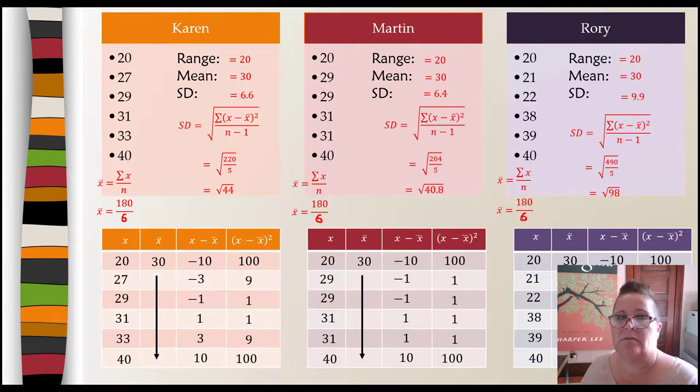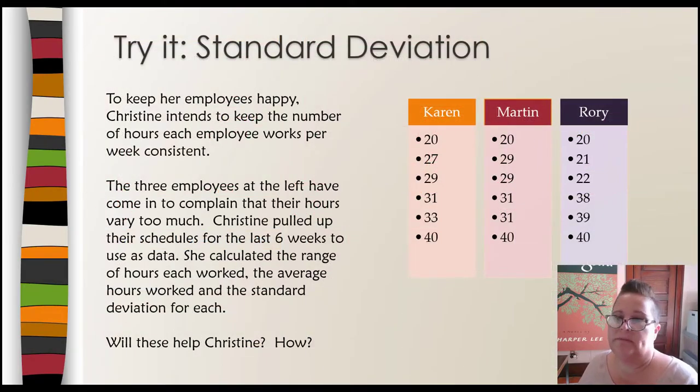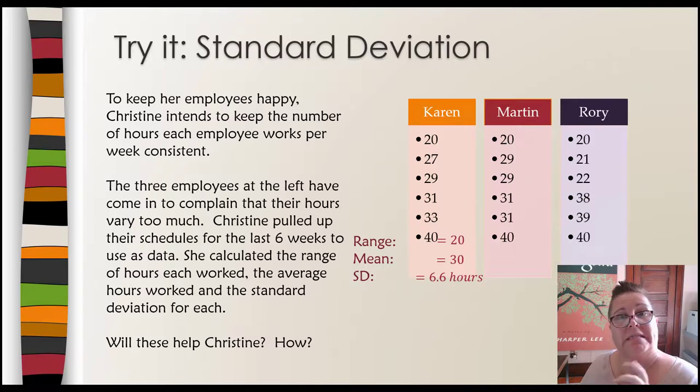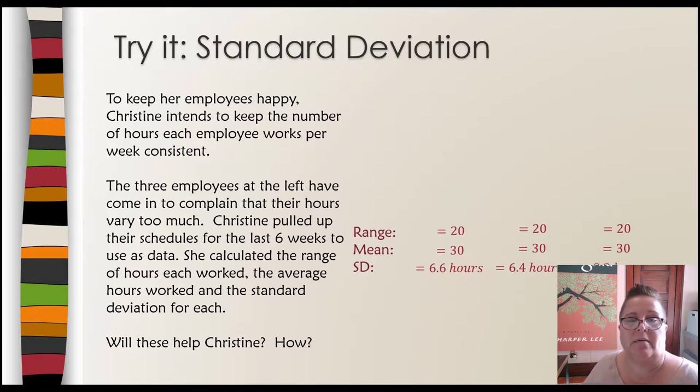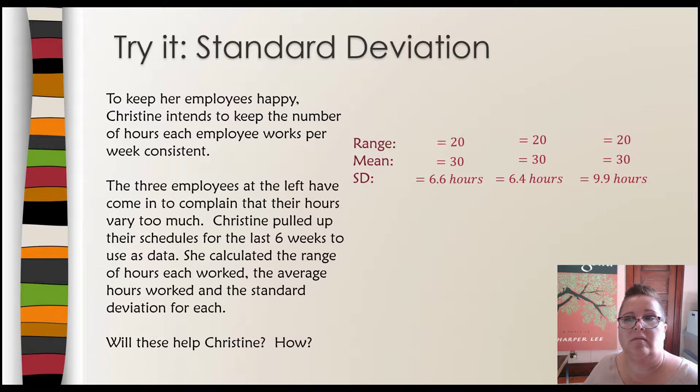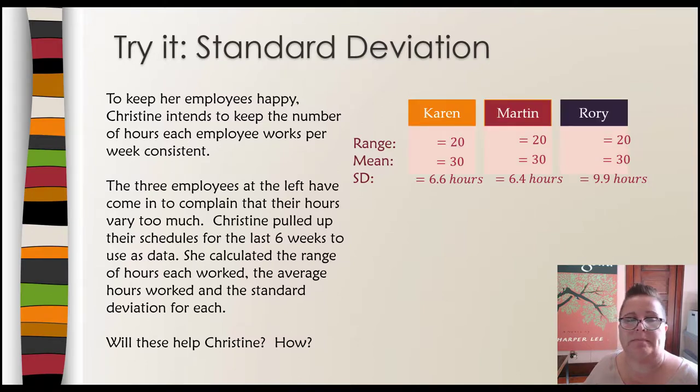All right, so this slide is kind of full. This is what we started with. I'm going to write down the range, the mean, and the standard deviation for Karen, Martin, and Rory. So Karen's range was 20, mean was 30, standard deviation was 6.6 hours. Martin's range was 20, mean was 30, standard deviation was 6.4 hours. Rory's range was 20, the mean was 30, standard deviation was 9.9 hours. I might need to move that up so that you can see it all, and then I'm going to put the names back up there.